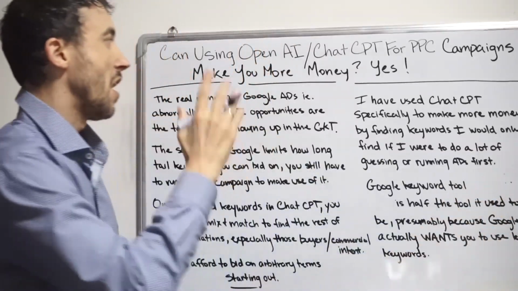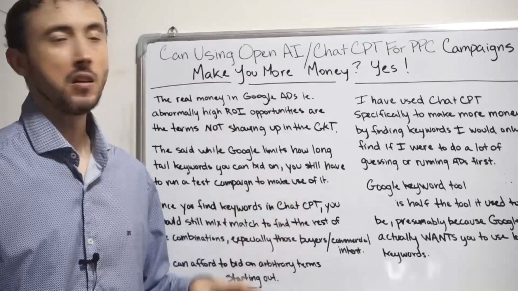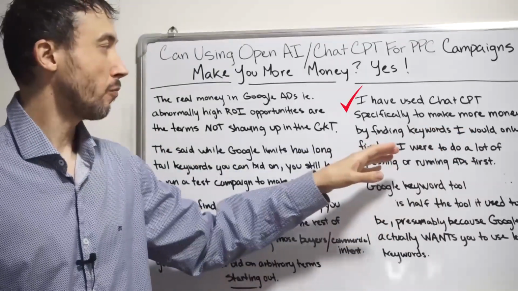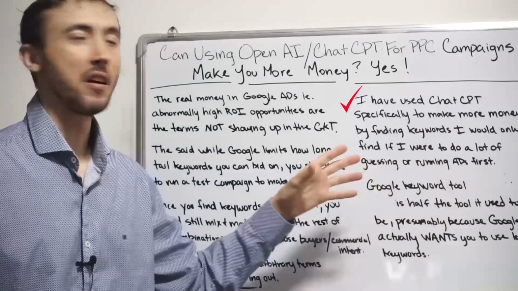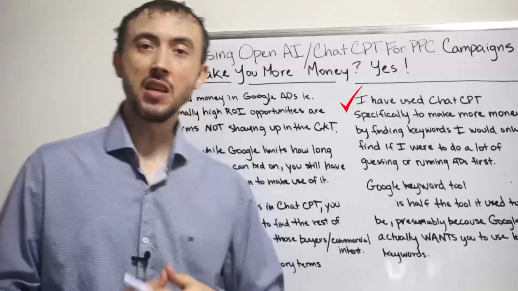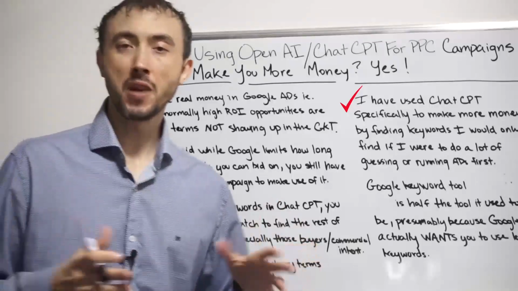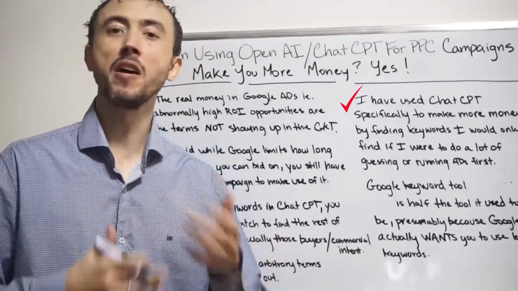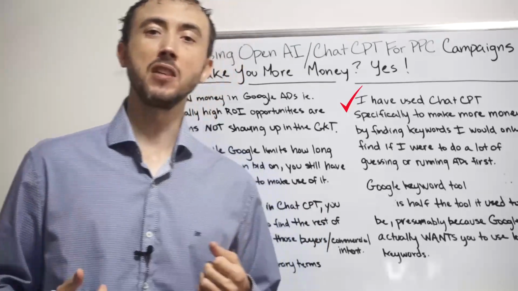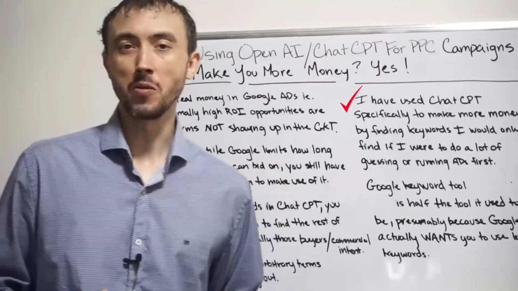I have used ChatGPT specifically to make more money by finding other keywords that I would only find if I were to use a lot of guessing or running ads first. So making money with PPC, a lot of it has to do with finding the right keywords. When you start out, what most people are going to do is use a small handful of keywords, whatever the Google keyword suggestion tool suggests by default when you set up your campaign. That in itself is a recipe to not make very much money with your Google ad campaigns.